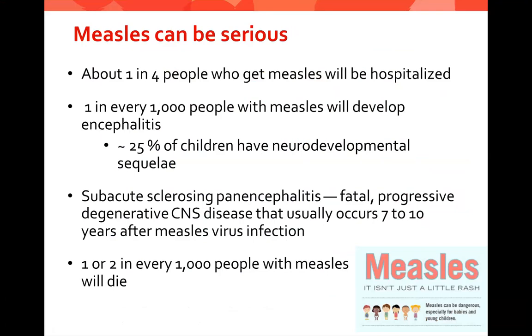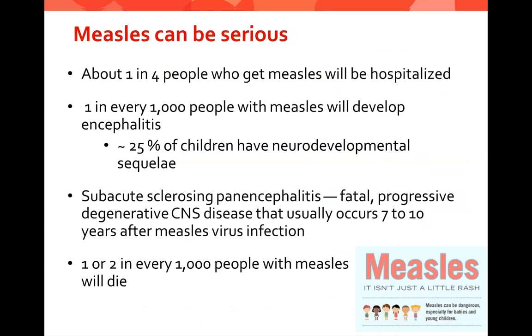Subacute sclerosing panencephalitis is also a very serious complication of measles. It's a fatal progressive degenerative CNS disease. It typically occurs 7 to 10 years after measles virus infection. And then I think an important thing to remember is that 1 to 2 in every 1,000 people with measles will die. I think looking online recently and hearing what people have to say about measles, they often say, oh, it's not that serious. We've been having all these cases in the United States, and we haven't heard about anybody who has died yet.